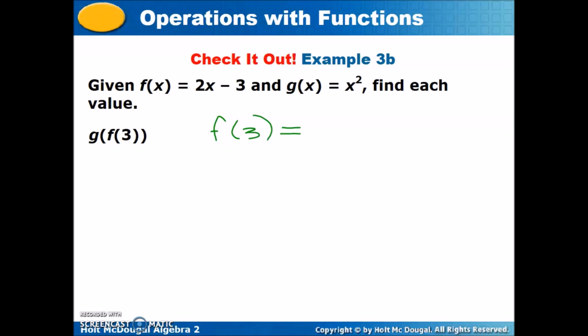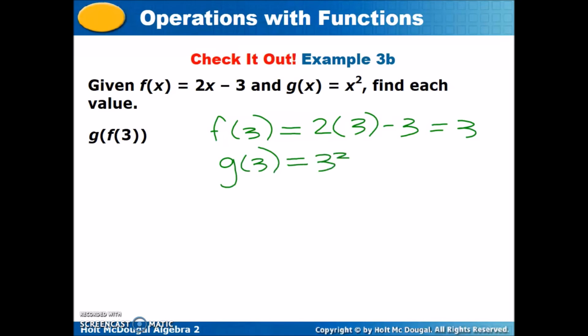f of 3 is equal to 2 times 3 minus 3. That's 6 minus 3, which is 3. Then we're going to do g of 3, which is going to be 3 squared, which is 9. So here we go. Again, g of f of 3 is equal to 9.